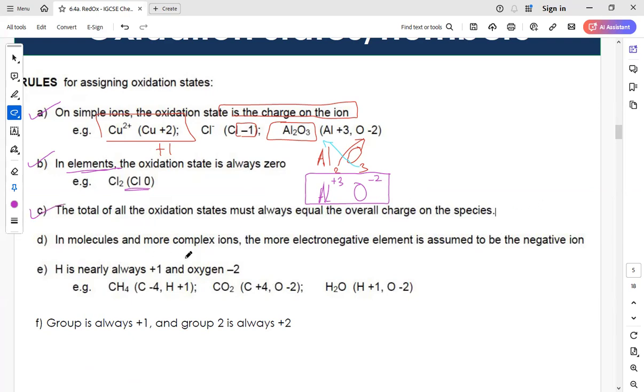In molecules and more complex ions, the more electronegative element is assumed to be the negative ion. What does electronegative mean? Any idea? What is electronegative?